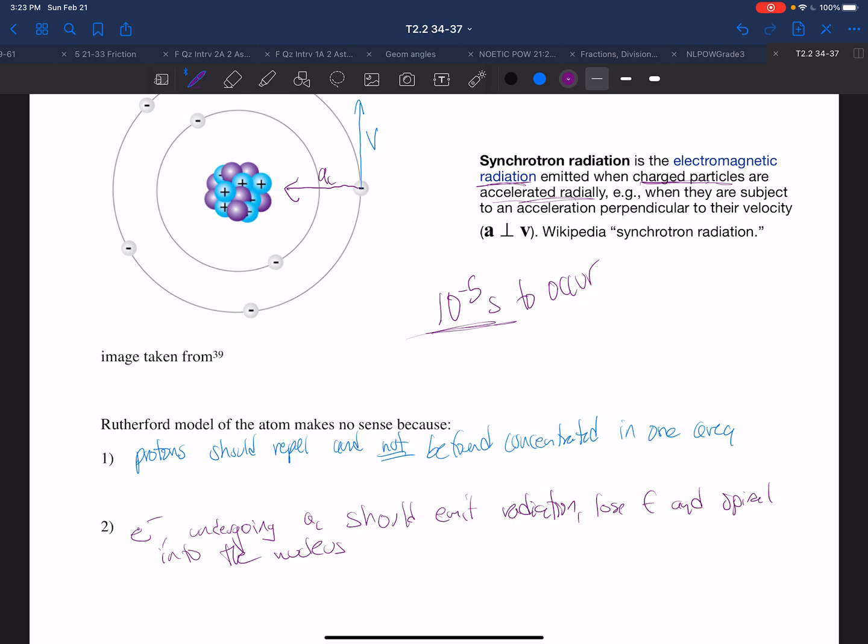So the Rutherford model of the atom had two fundamental problems with it, each of which violated a law of physics. Yet we didn't see this happen. The implication of this is that all matter in the universe should cease to exist 10 to the minus 5 seconds after electrons were captured by the atom. But clearly that doesn't happen. So there are some things that must be operating here.